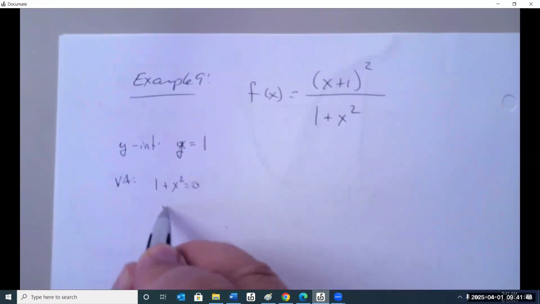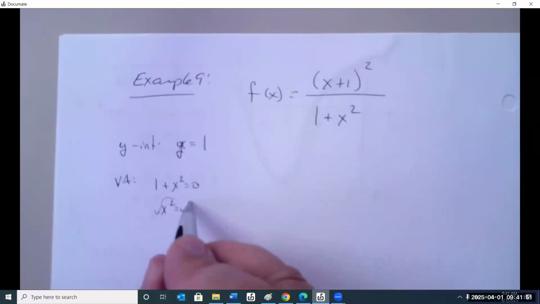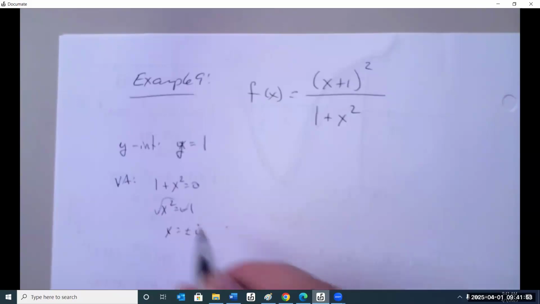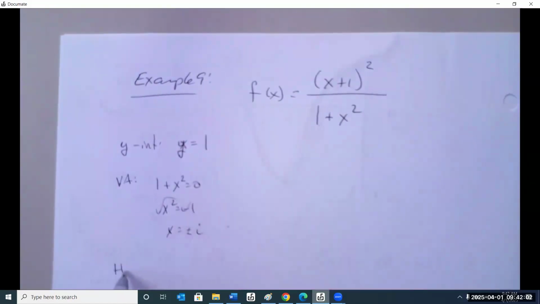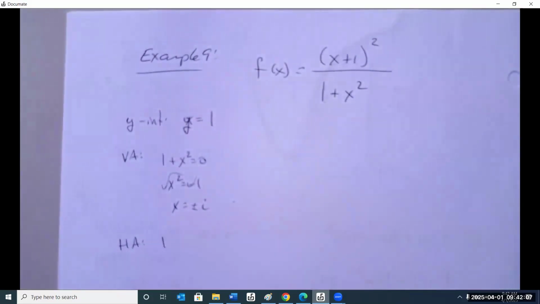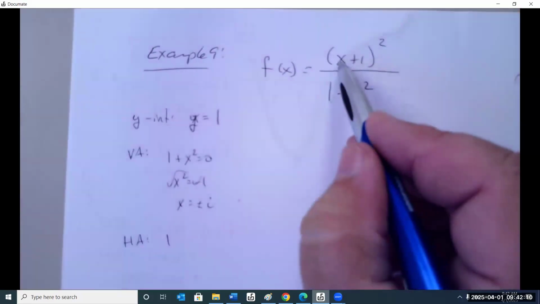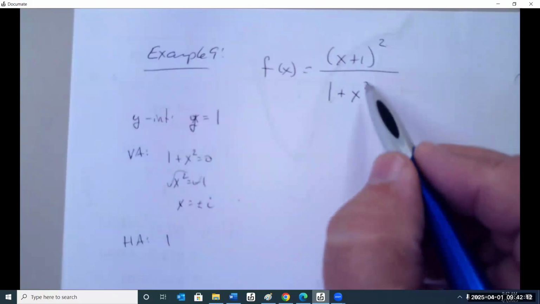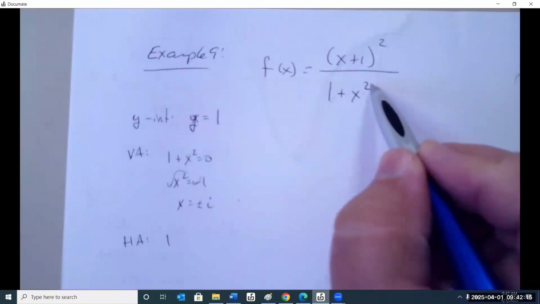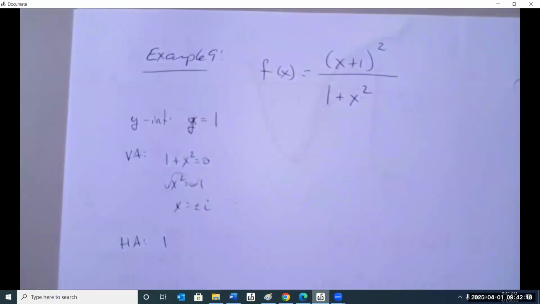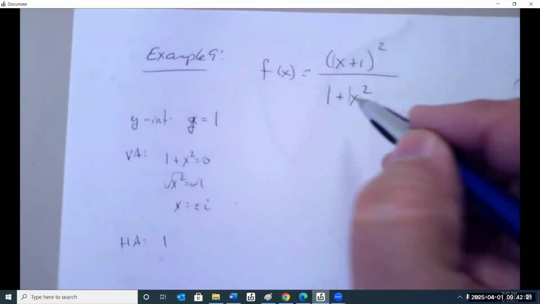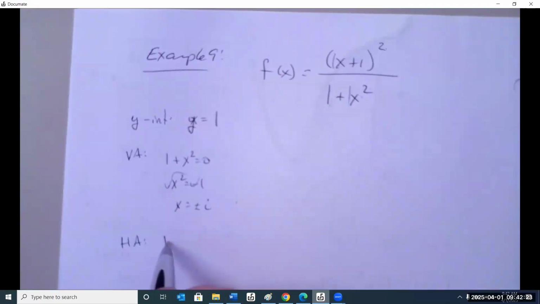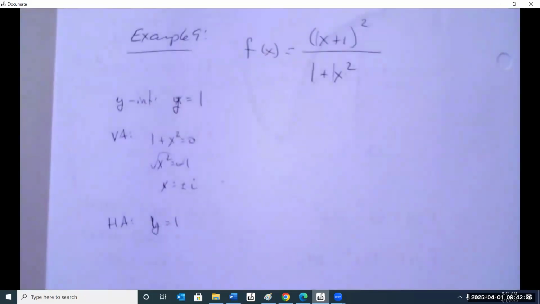At the bottom equal to 0. So we have no vertical asymptotes in the real realm. Do we have any horizontal asymptotes? Horizontal asymptote occurs at 1. The numerator exponent is 2, and the denominator exponent is 2. Since they're both the same, it's simply the coefficients, which is 1/1, which is 1. So the line y equals 1 is a horizontal asymptote.